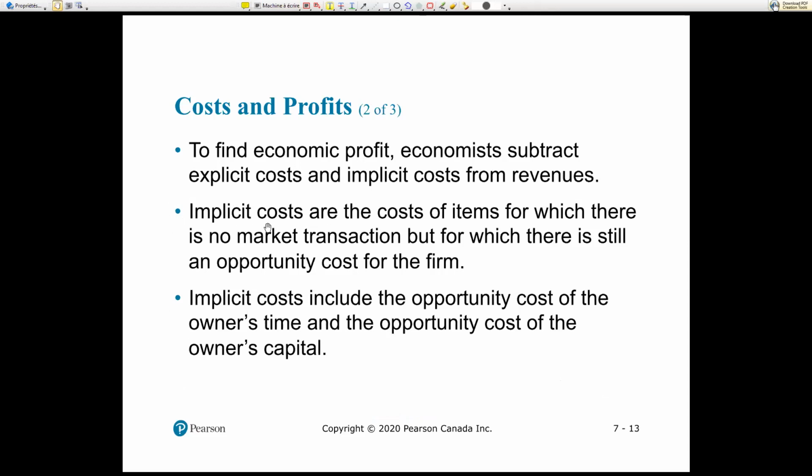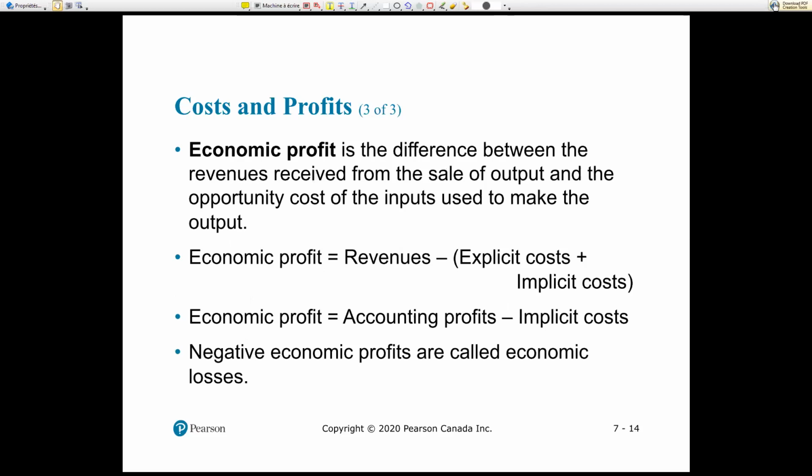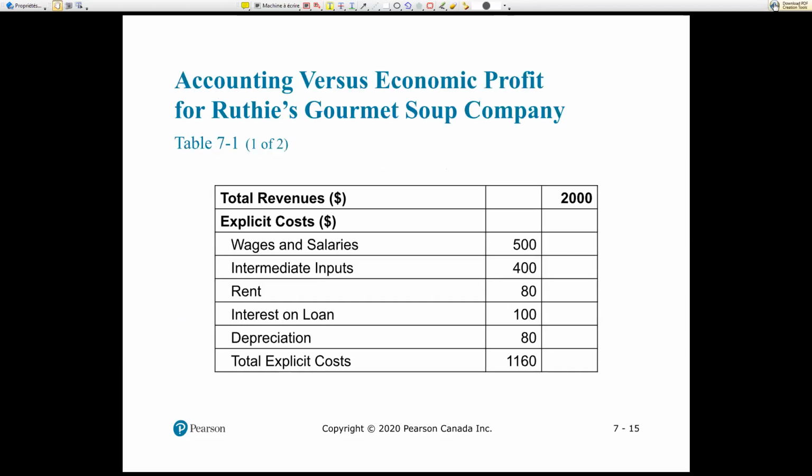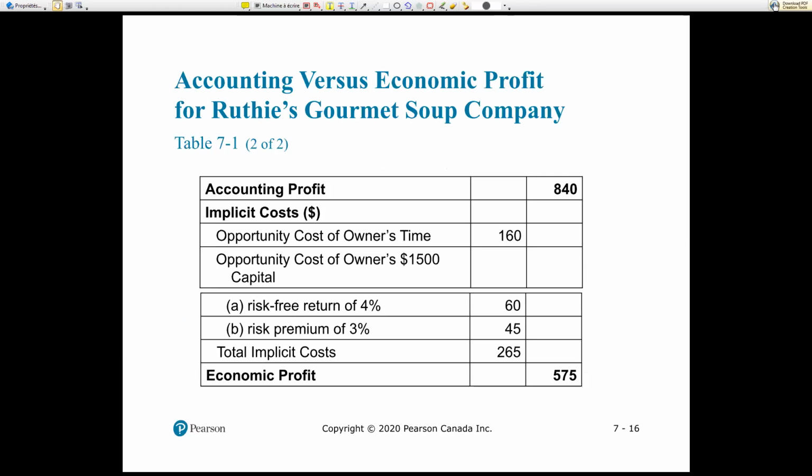So implicit costs, what are they? They are anything that the people who own the firm actually have to sacrifice to make the firm work, but they don't really have to explicitly write it up as an expense for the firm, but it still exists. So we're going to see that. Let me just go one slide later, so this is what we mean by implicit cost.